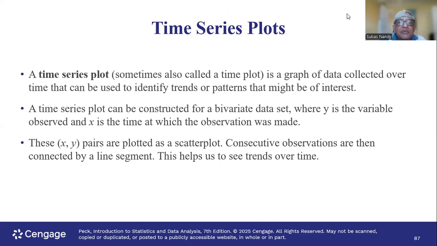A time series plot, sometimes also called a time plot, is a graph of data collected over time that can be used to identify trends or patterns that might be of interest. A time series plot can be constructed for a bivariate dataset where y is the variable observed and x is the time at which it was made. So it is a scatter plot where the x-axis is the time at which each data point is observed. The y is the variable that we are observing at a certain interval. XY pairs are plotted as a scatter plot.